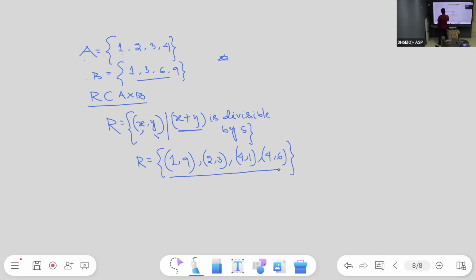So, in tabular form, this relation is written as (1, 9), (2, 3), (4, 1), (4, 6). Is it clear? Please write in the chat box, is it clear?